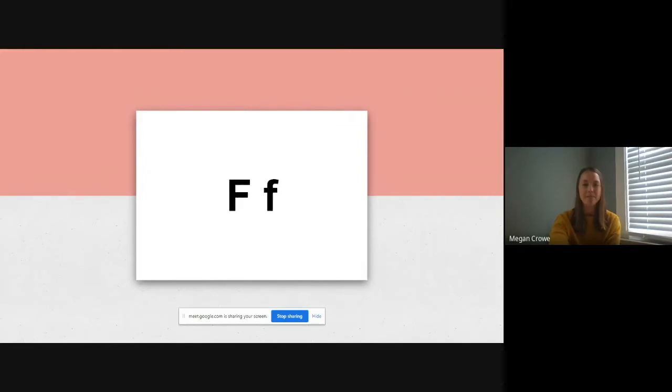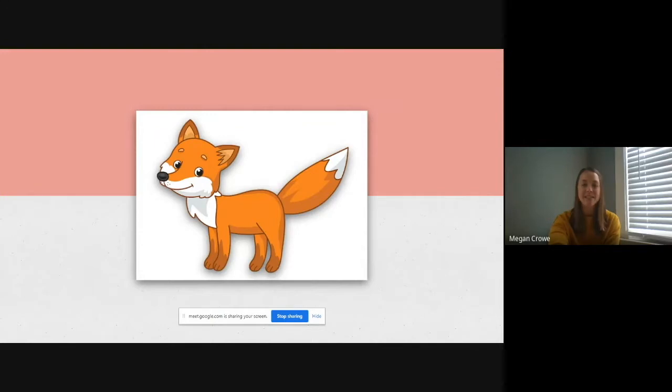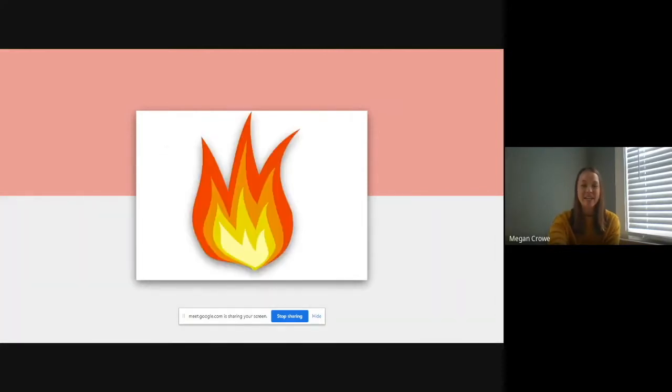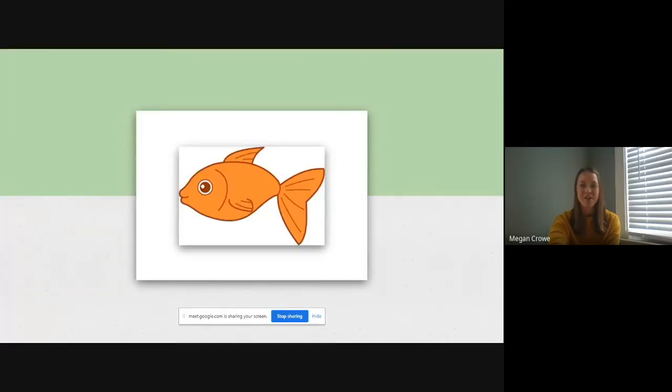T, P. And here's the letter that we're working on today. The first one is an uppercase F, and the second one is a lowercase f. Let's look at some pictures that begin with the sound. This is a fox. Say fox. Good job. Did you hear the F at the beginning of fox? Awesome. This is fire. Say fire. Do you hear the F at the beginning of fire? Great job. This is a picture of a fish. Say fish. Do you hear the F at the beginning of fish? Good job. Remember the F says F.